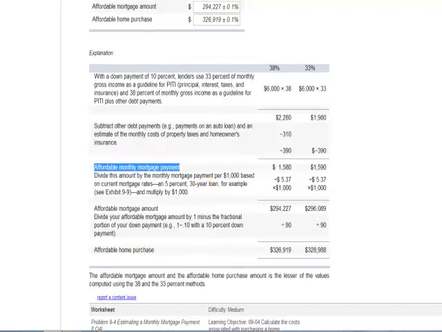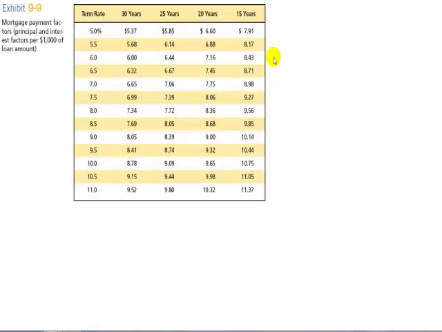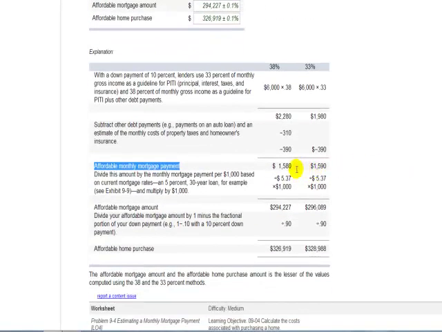So we go back up here and we look at this table 9-9. 5% is the interest rate. A 30-year loan means that this factor is 5.37. So mortgage payment factor, principal and interest factors for per thousand of a loan. So this factor 5.37 is what we use, and what we're going to do is we're going to take each of these two monthly payments, $1,580, $1,590, and divide them by 5.37.